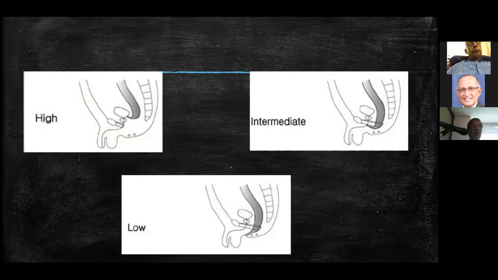So, pictorial representation: in high anomaly, you see the bowel is ending far away from the sphincter muscle complex. In the low anomaly, you can see it has passed through the sphincter and is reaching the perineum, but not opened. That is a low anomaly, and intermediate anomaly is in between. So, clear?